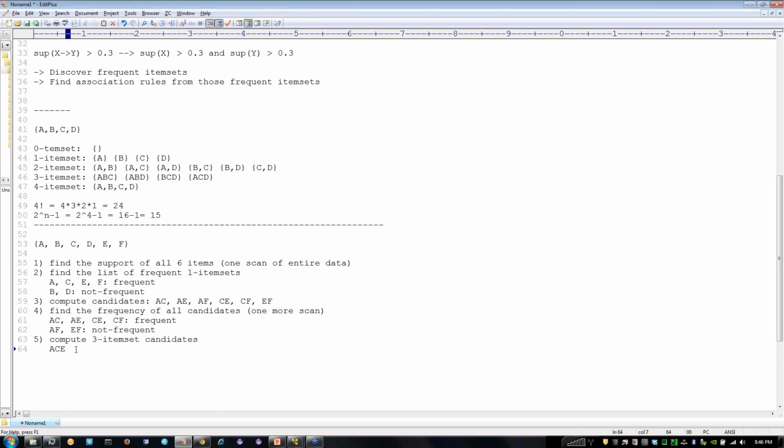Like for example, this is my candidate. Now what is my next step? Find the frequency or the support of ACE. Let's say ACE is not frequent. Do I need to evaluate any 4 item set candidates? No, because there's nothing to expand on, right? So that would be the end of the algorithm. After this, my output is from the first level we got ACEF, from the second level we got these another 4. So the total output of the algorithm is 8 subsets that are frequent.